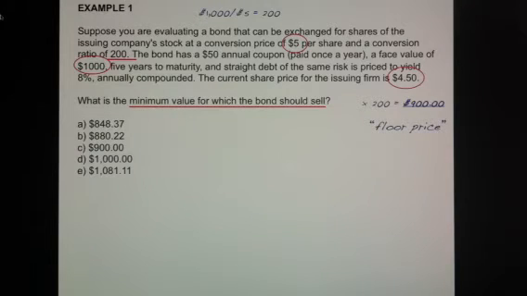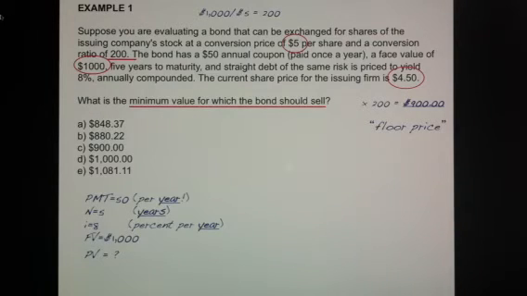But I wouldn't convert the bond if I could sell it for more than $900. So I still need to determine the current bond price. And if the current bond price is higher than $900, then the floor doesn't matter. Then the minimum value is my price of the bond, that higher amount. So here's where our old friend time value of money comes out. Remember, if I know 4 out of the 5 of the time value money numbers, my calculator will solve for the missing one. In this case, the missing one is present value. So let's take a look.